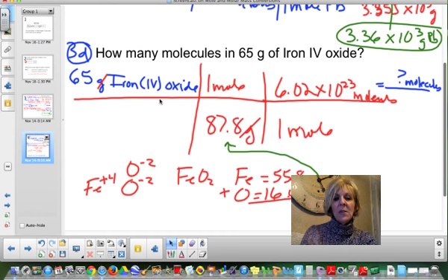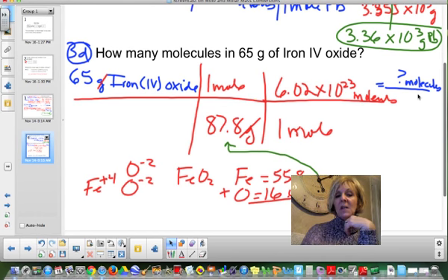So I set it up this way so that the grams are on the bottom so that they're going to cancel. 1 mole of iron 4 oxide weighs 87.8 grams. So my grams cancel, and now I'm at moles. But I don't want to stop at moles. I need to go all the way to the number of particles. So then I do one more conversion. 1 mole is equal to 6.02 times 10 to the 23 molecules. Good old Avogadro's number. My moles cancel, and I'm going to end up with molecules.